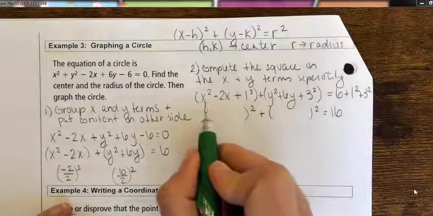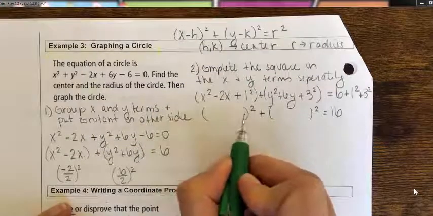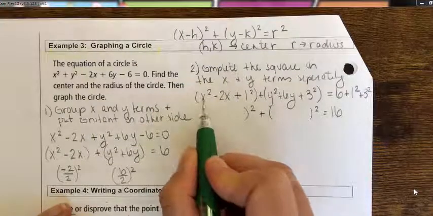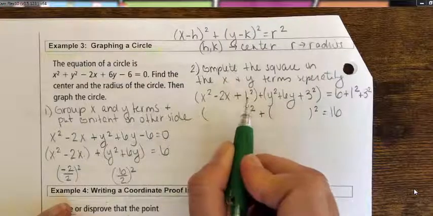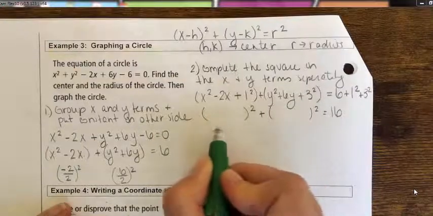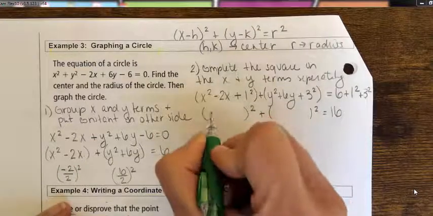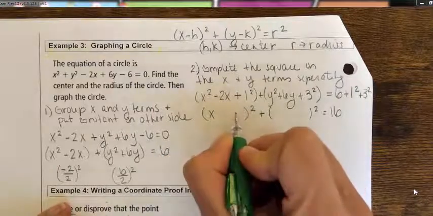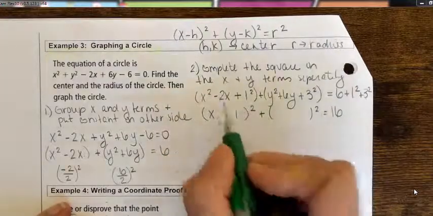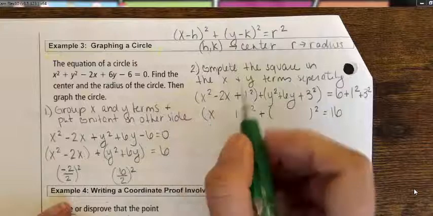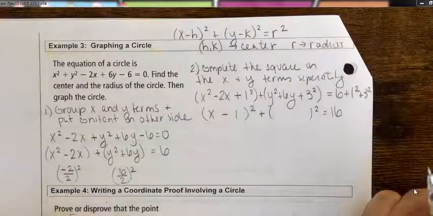Okay, so in order to write this as a binomial squared, I basically take the square root of the first term and the square root of the last term. Those are going to be my two terms here. So the square root of x squared is x. The square root of 1 is 1. And then I always take the sign of the middle term. So that's x minus 1 squared.